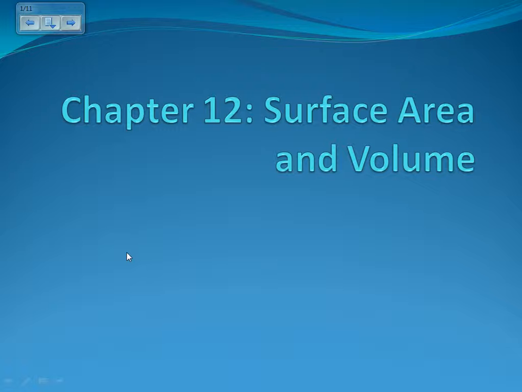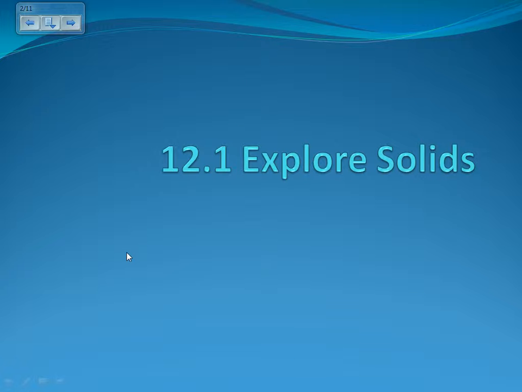So, Chapter 12, surface area and volume. Today, what we're going to do, we're going to first talk about solids. So, this first section, you don't really have to take notes on. I'm going to go really quick, though, okay? All right, explore solids.